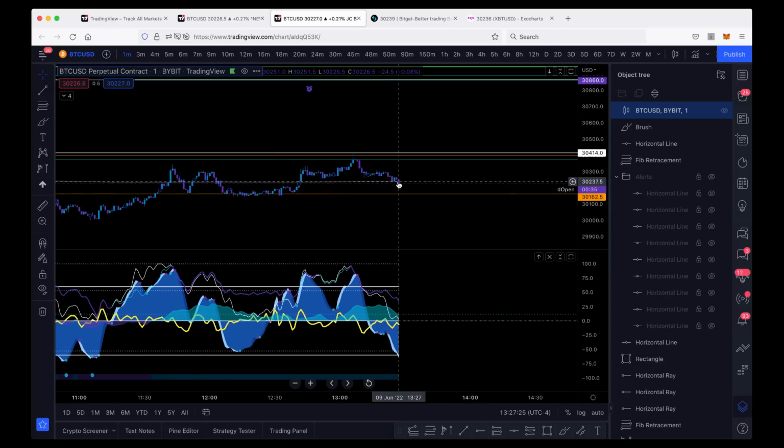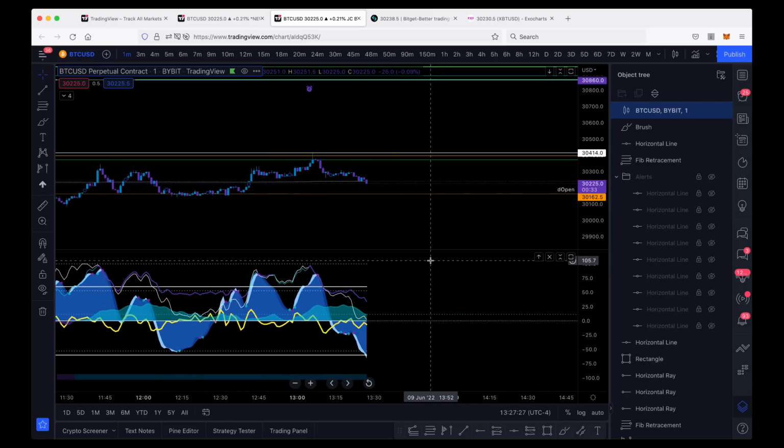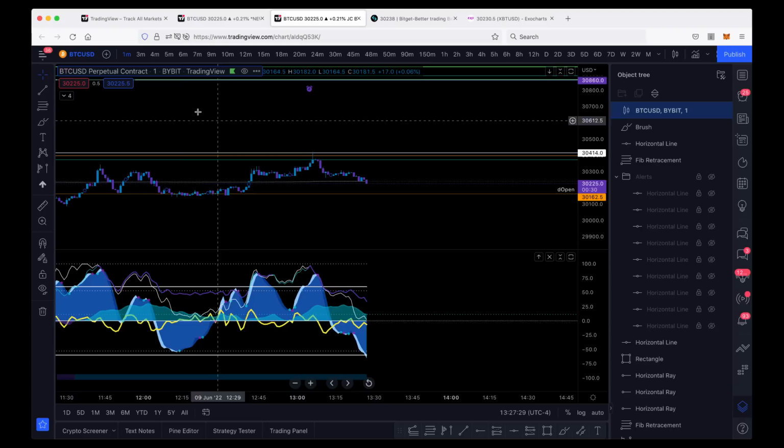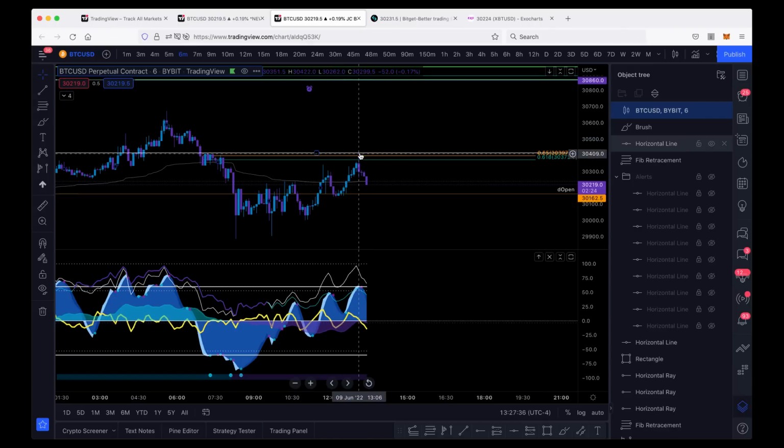So we might come down a little bit lower. But if we are in fact going to look for scalps, we need to identify those key levels.